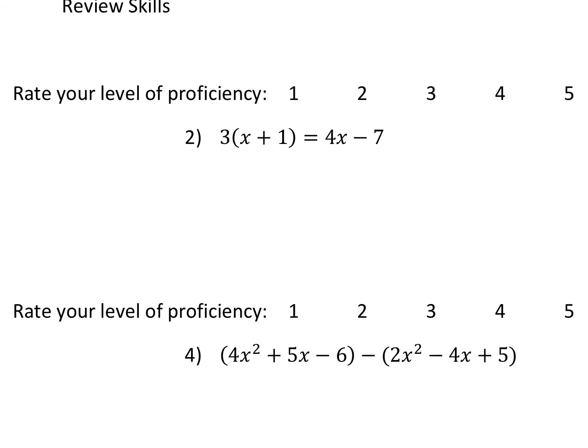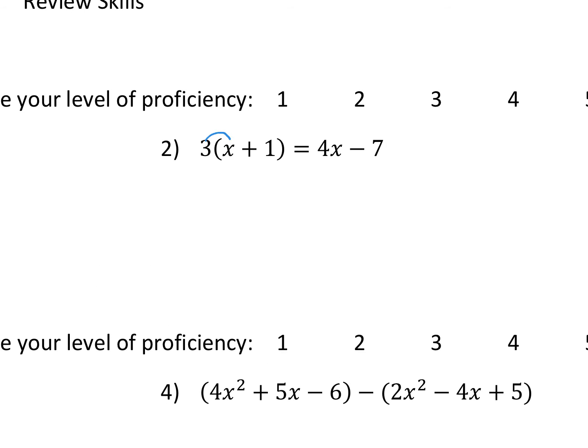In our second question, we have some parentheses here, so I'm going to distribute or multiply the 3 times the x to get 3x, and the 3 times the 1 to get 3. Now in this example, I have variables on both sides. So the first thing I want to do is move either this 3x or the 4x.